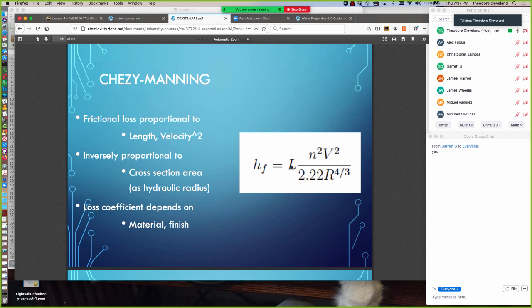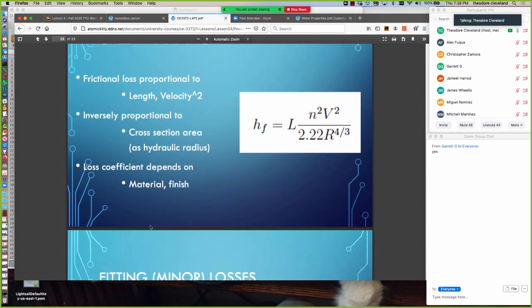Head loss due to friction is the length multiplied by n squared, which is Manning's loss coefficient, velocity squared over R to the 4/3 power. So again, the loss is proportional to length, proportional to the square of velocity, and inversely proportional to cross-sectional area expressed as hydraulic radius. This constant 2.22 will change depending on whether you're using US customary or SI, because that initial coefficient, the 1.49, changes to 1 for SI. The loss coefficient depends upon the material and the finish.